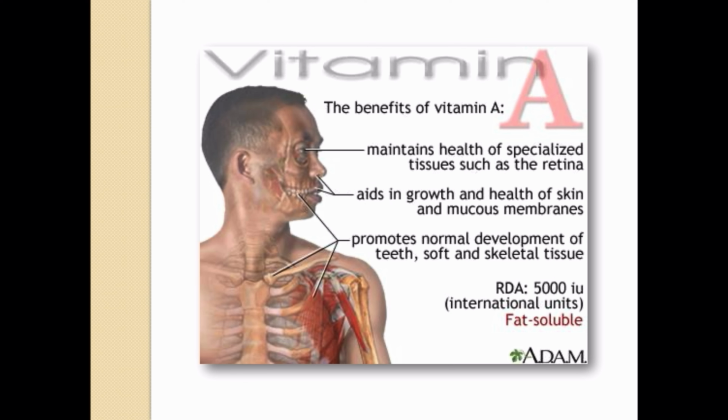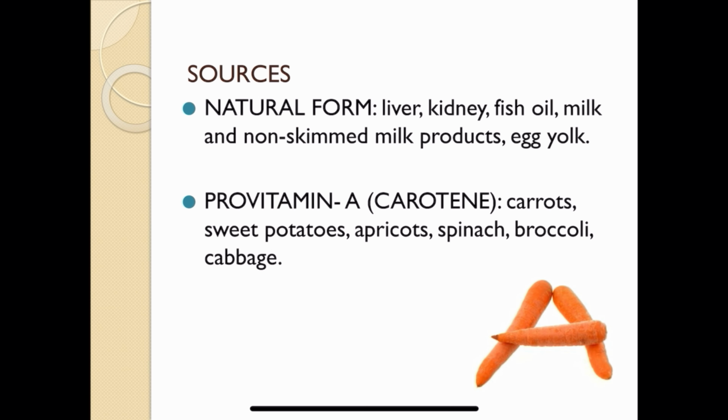The RDA, the recommended dietary allowance, is 5,000 international units of vitamin A. This is the recommended daily amount of vitamin A that you must take in your diet. The sources are natural sources as well as provitamin sources. The natural forms are liver, kidney, fish oil, milk and non-skimmed milk products along with egg yolk. And provitamin A, that is carotene, you can get from carrots, sweet potatoes, apricots, spinach, broccoli and cabbage.